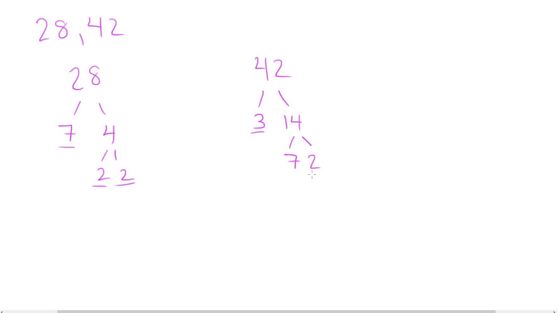So what numbers do they have in common? We have a 2 and a 7. So the GCF for 28 and 42 is 2 times 7, which is 14. Remember, that says that 14 is the largest number that divides into both 28 and 42 evenly. Feel free to pause the video and try the following example. I want to find the GCF of 76 and 86.